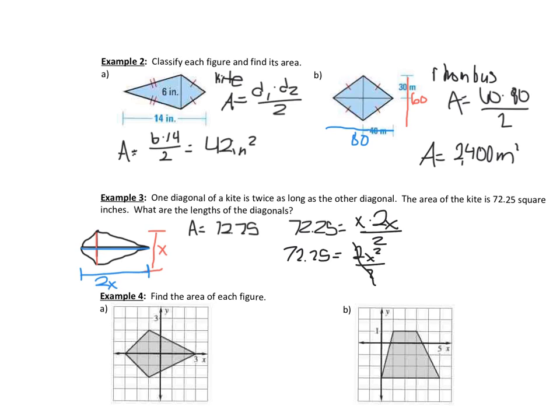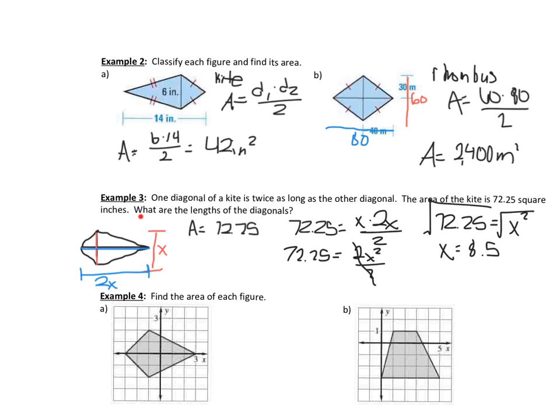I can see my 2's are going to cancel. So I've got 72.25 is equal to x squared. So we take the square root of both of those. And again, you can double check me on this. I got 8.5, as long as I typed everything in correctly. So that's my X. Now I just have to be careful.